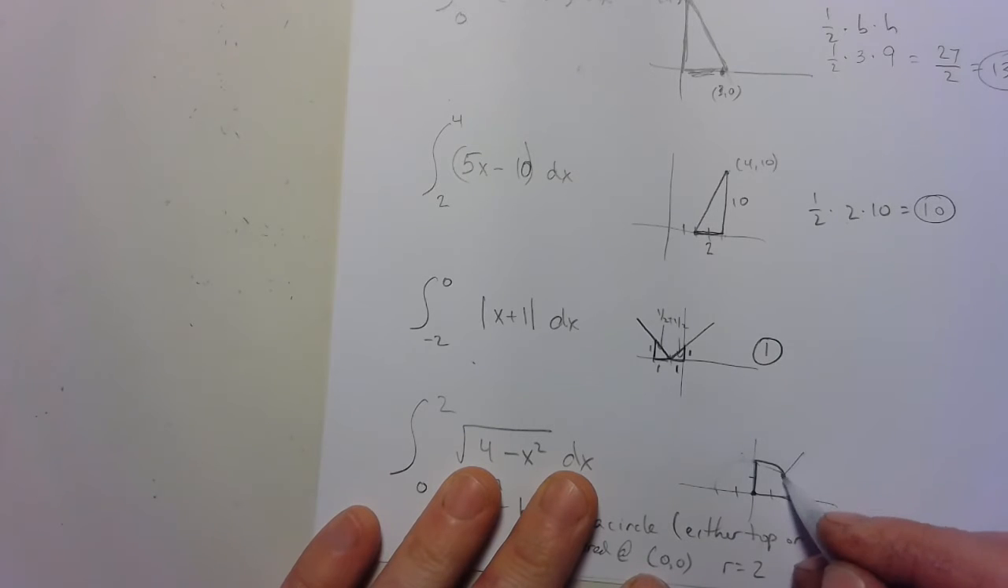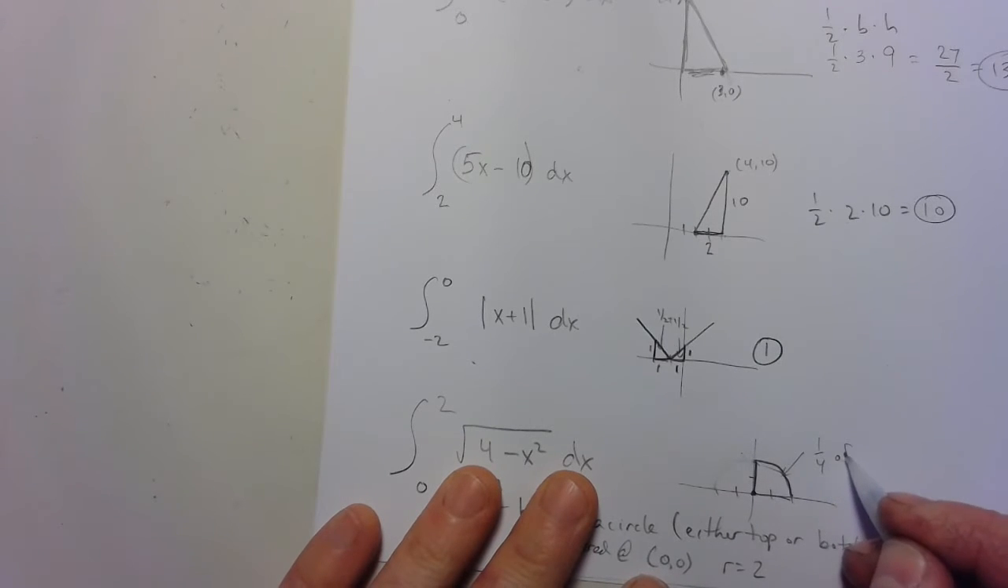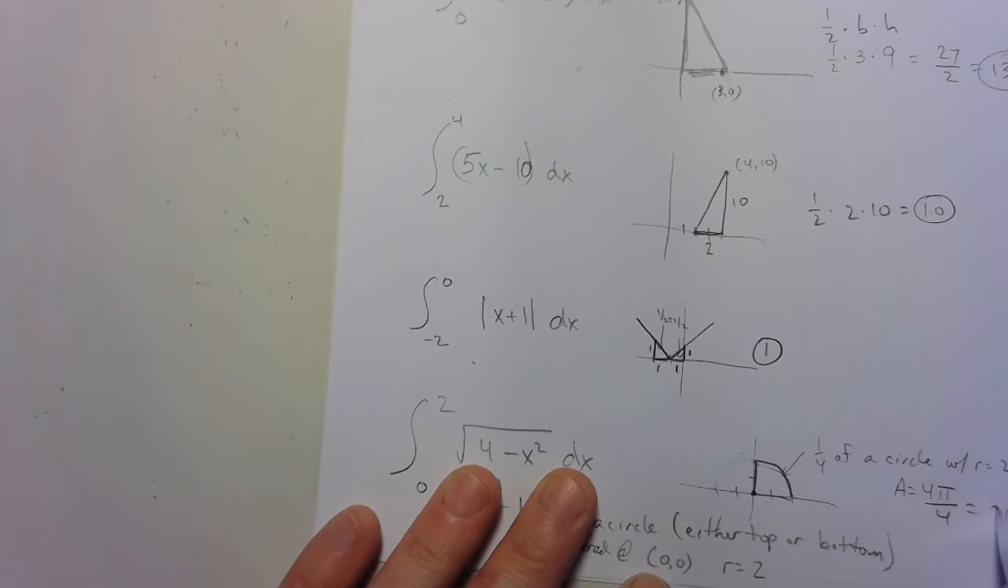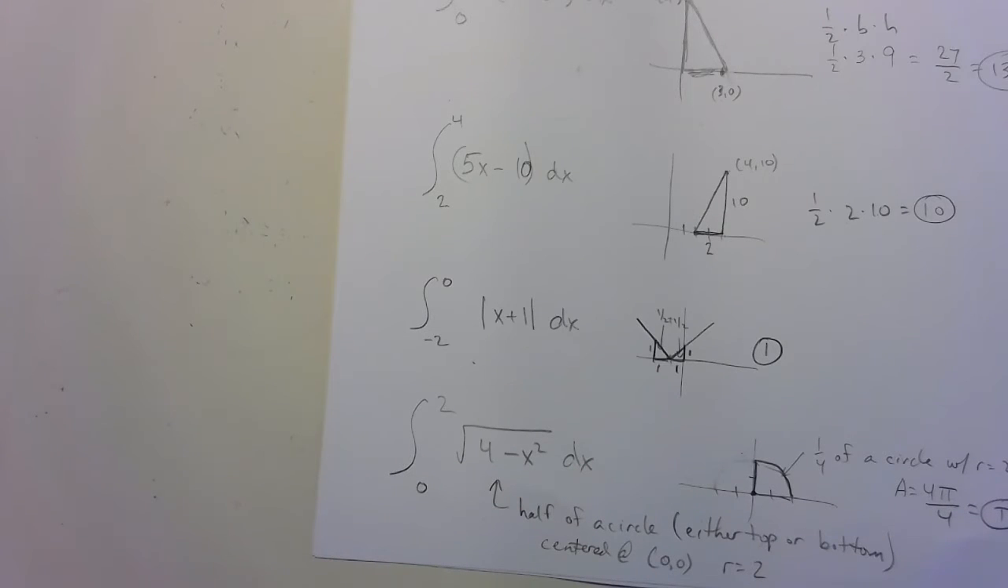So how much of the circle do I see? I see that I have a quarter of a circle. And that's a circle with a radius of 2. So if the radius is 2, the area is 4 pi, and then we have a quarter of it. So our area is pi. Okay. So what do we need to do? We just need to figure out what shape we're dealing with, and then we find the area of that shape for ourselves. Okay?